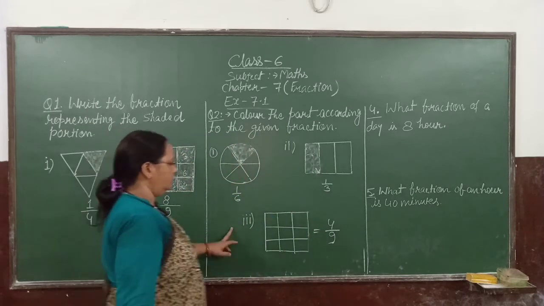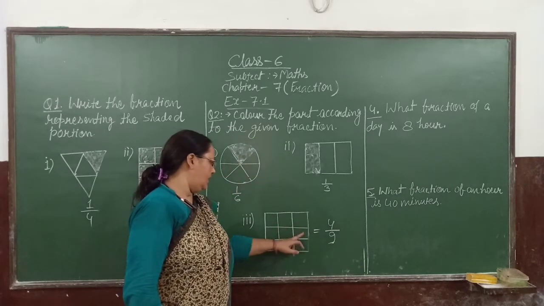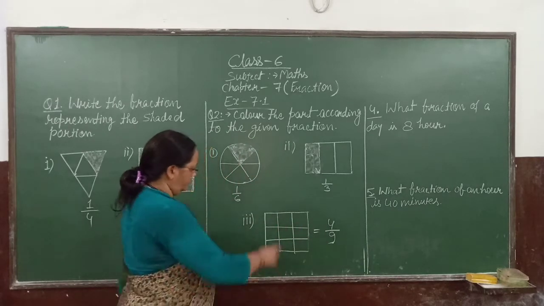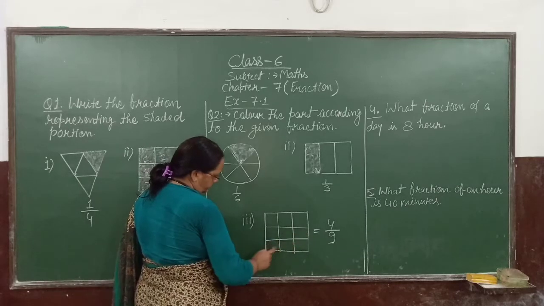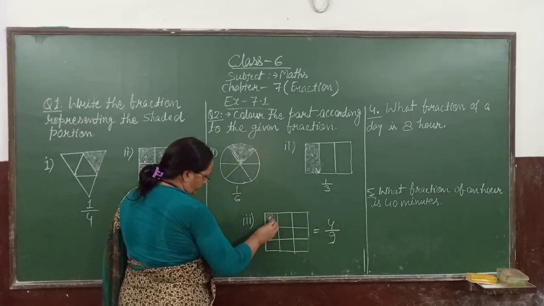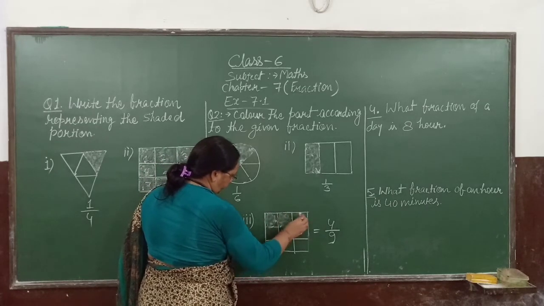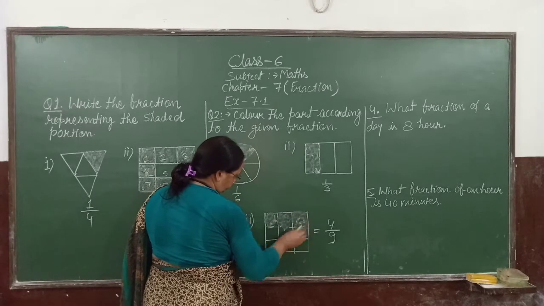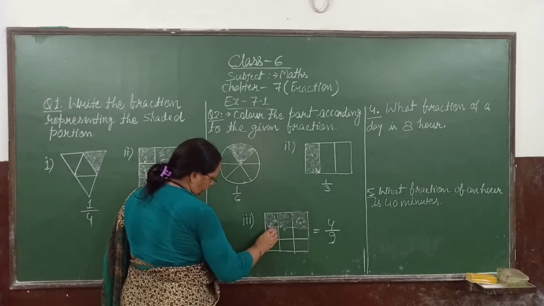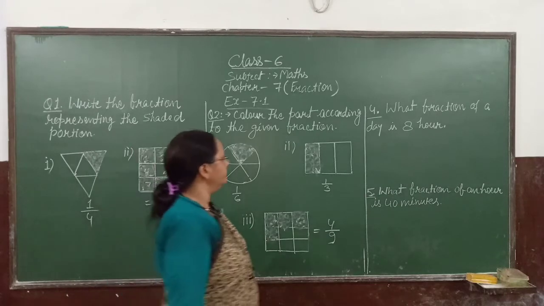And question number 3, 4 upon 9. Look here, the whole is 9 parts, 1, 2, 3, 4, 5, 6, 7, 8, 9, and 4 is the numerator. So you have to color 4 boxes. This is the required solution.